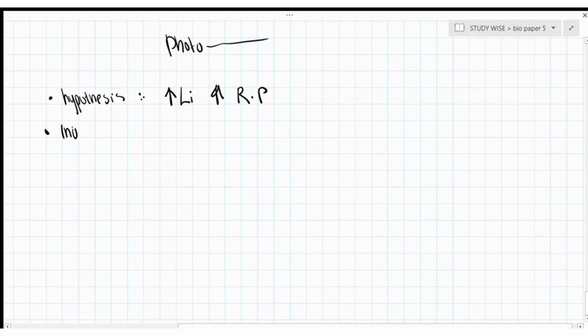So you need to start with the hypothesis. The hypothesis is basically the aim of the experiment. For example, if we're going to carry out an experiment about photosynthesis, and we want to check the effect of increasing light intensity, the hypothesis would be: increasing light intensity increases the rate of photosynthesis. So you'll be asked about the independent variable. What is the independent variable?